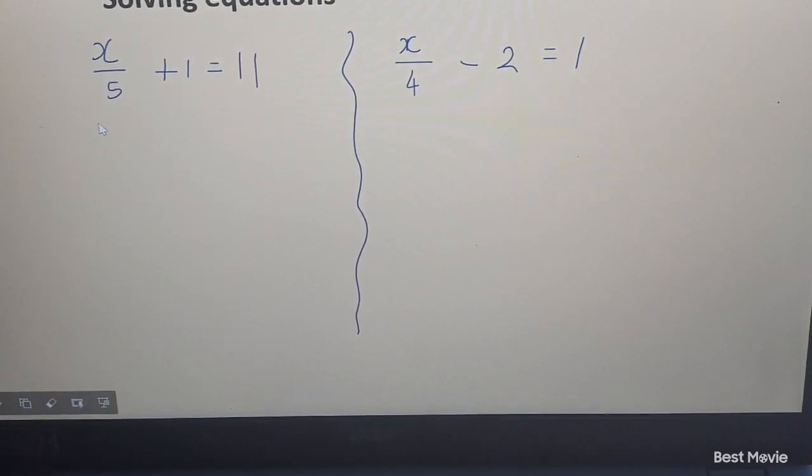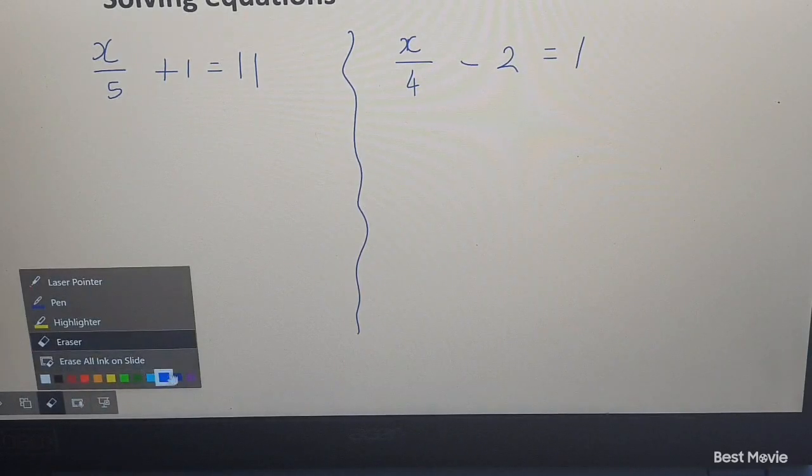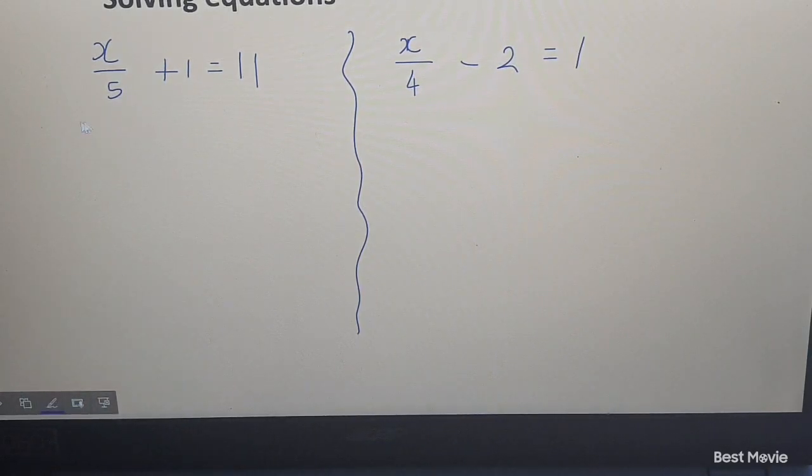Right, okay, so this first one says x divided by 5, add 1 is equal to 11. So write down what it means. X divided by 5 plus 1 is equal to 11. So the last two things you did were divide 5, add 1. So the inverse operation for add 1 is take away 1. Divide 5 is multiplied by 5.